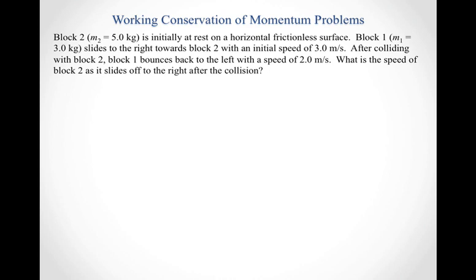For the first example, I've got a block. I'm told it's initially at rest on a horizontal frictionless surface. Another block that I've labeled block 1 is going to slide to the right towards block 2 with an initial speed of 3 meters per second. After colliding with block 2, block 1 bounces back to the left with a speed of 2 meters per second. What's the speed of block 2 as it slides off to the right after collision?